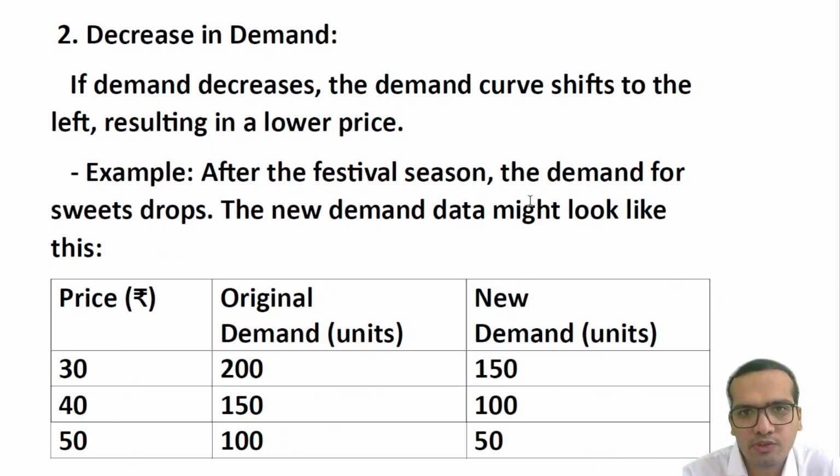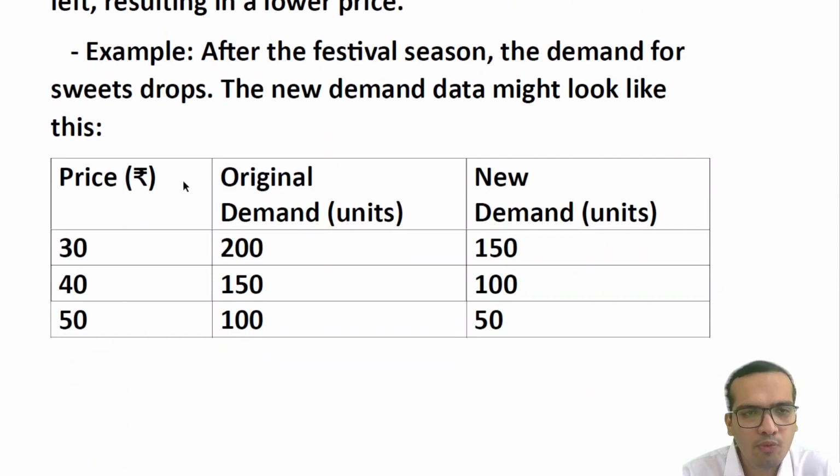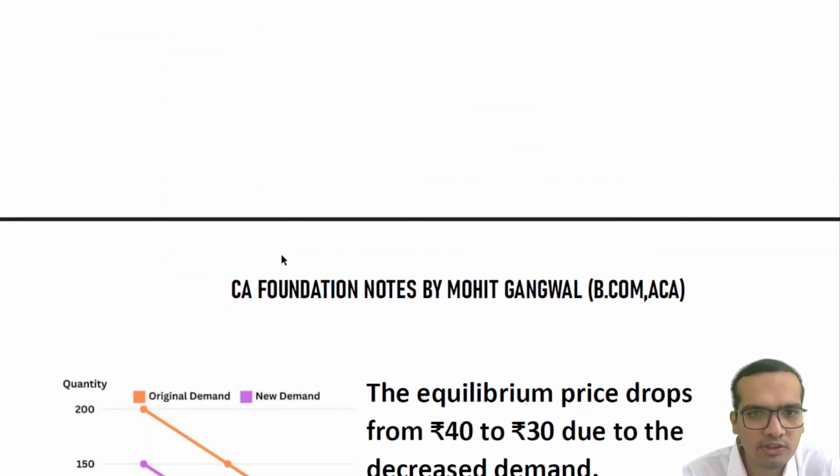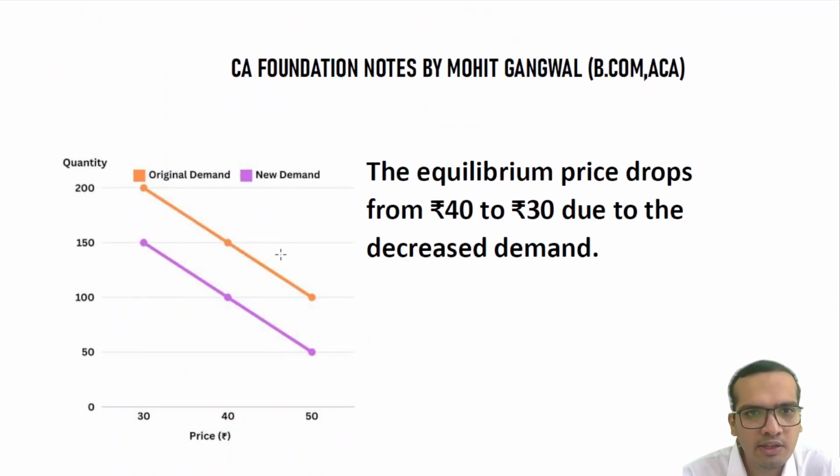So after the festive season, the demand for sweets drops. The new data might look like this. So we have price, original demand as earlier, and a new demand which is a reduced one, from 200 to 150, from 150 to 100, and from 100 to 50. So we have three cases at three different prices. And similarly, you can see a graph similar to the earlier one, but there is a downward shift.